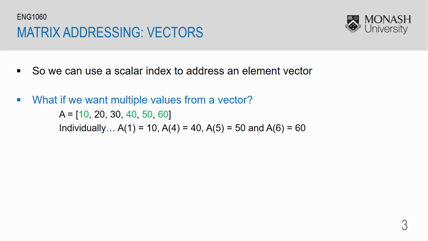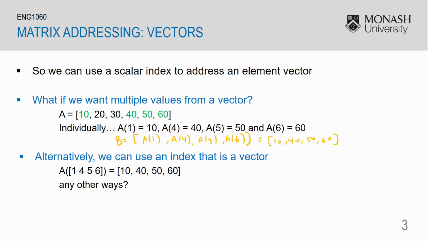For example, if we had A equals 10 to 60 with a step size of 10, and we wanted to extract the green highlighted values, well, individually A1 is equal to 10, A4 is equal to 40, A5 is equal to 50, and A6 is equal to 60. We can combine all of this into a vector. Let's say B is equal to A1, A4, A5, and A6, which is equal to 10, 40, 50, and 60.